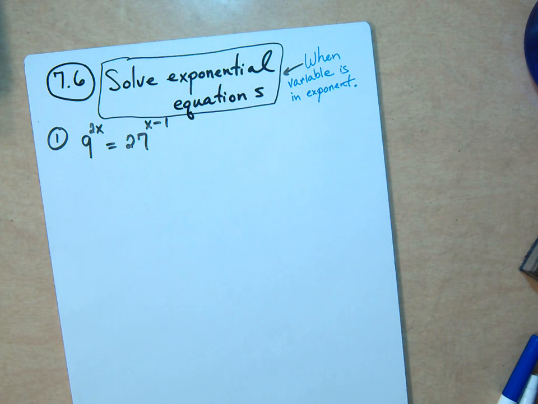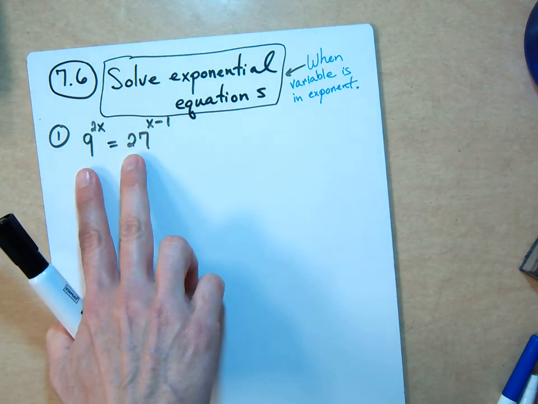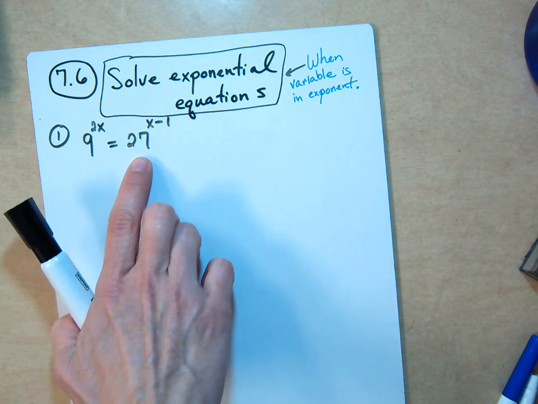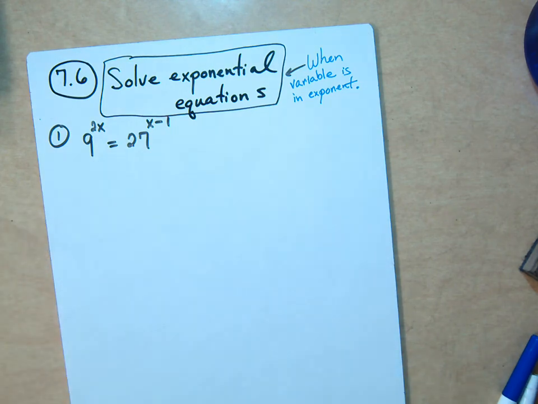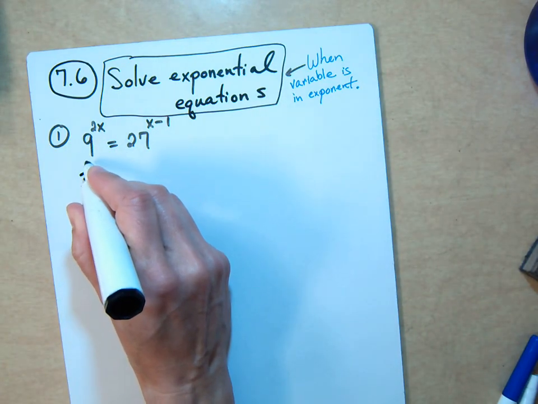So between 9 and 27, what's the common base that we could rewrite both 9 and 27 in? So a number raised to a power would equal these. 3, good. So that's the first thing you have to recognize. 3 to the what power is 9? 3 squared, and 3 to the what power is 27? 3 cubed. So we rewrite the 9 as 3 squared.